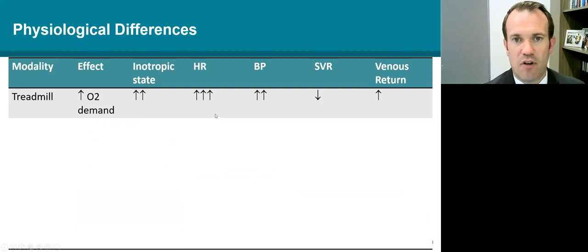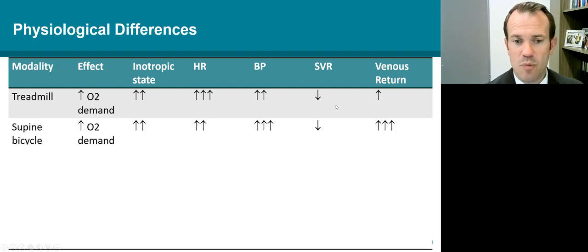So let's look first at the different physiologic changes that occur with the different types of stress testing we can do. So for treadmill testing, we're trying to increase oxygen demand, and we see an increase in inotropy. We see a dramatic increase in heart rate with some increase in blood pressure, a drop in SVR, and an increase in venous return. For the supine bike, it's very similar. We tend to get a less robust heart rate response and a more robust blood pressure response because of this increase in venous return and contraction of the leg muscles.